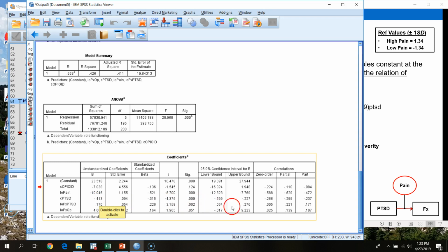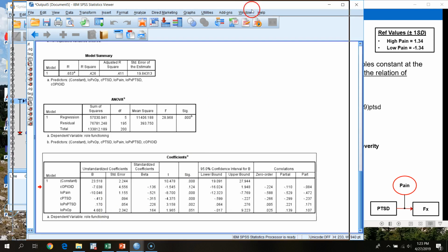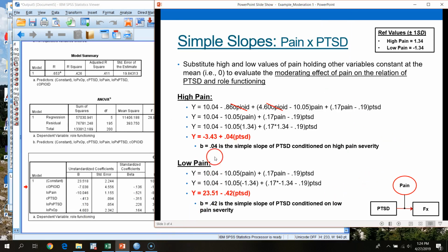It's statistically significant. Here's my partial correlation, my semi-partial correlation. So this is giving me effect sizes for this conditional effect here. And so I see that I have a statistically significant effect of pain on role functioning at low levels of pain. Importantly, if we take a look at what we had calculated for my conditional effect of PTSD at low levels of pain, we see 23.518, 23.51, we're pretty close. A little bit of rounding error, conditional effect negative 0.413, 0.42, everything adds up, right?